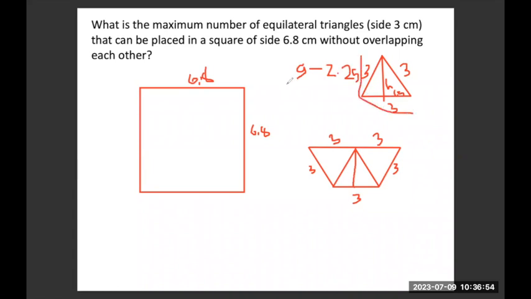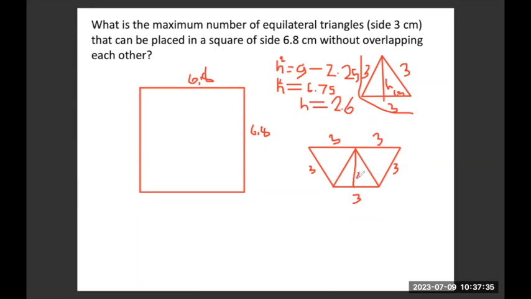Okay. This will be the height. Height square will be equal to 9 minus 2.5, which is 6.75. The square root of 6.75 will be how much? 2.6, 2.59, but I'll say 2.6. So the height is 2.6.